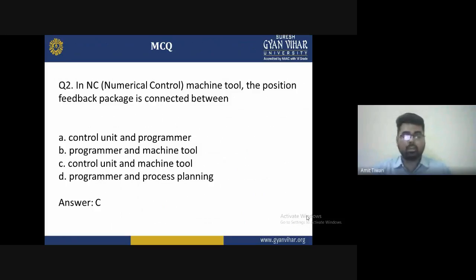So the options are control unit and programmer, programmer and the machine tool, control unit and the machine tool, programmer and the process planning. Option C is the correct answer. So we can say that in a numerical control machine tool, the position feedback is connected between the control unit and the machine tool. C is the right answer for this.